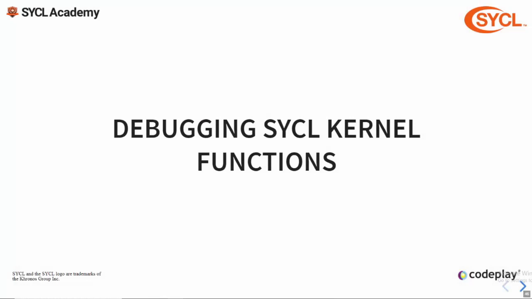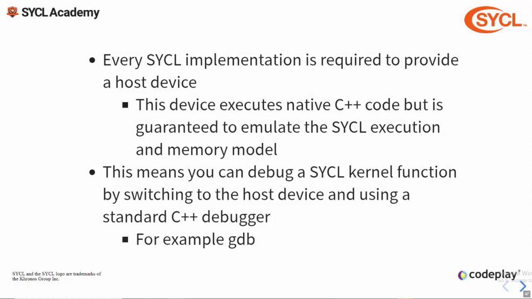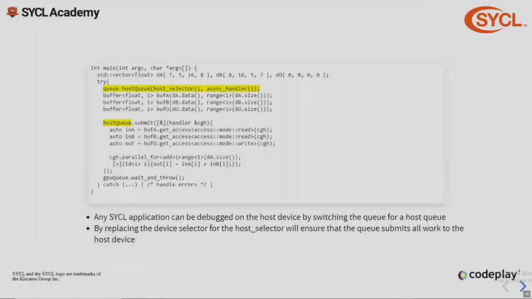Finally, we're going to take a look at how to debug SYCL kernel functions. As mentioned before, every SYCL implementation must provide a host device. This means that SYCL kernel functions can be debugged using a standard C++ debugger, such as GDB, LLDB, or Visual Studio. To do this, you simply use the host selector when creating your queue, and kernel functions will run on the host device. It's as simple as that.